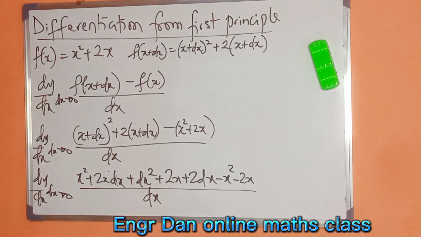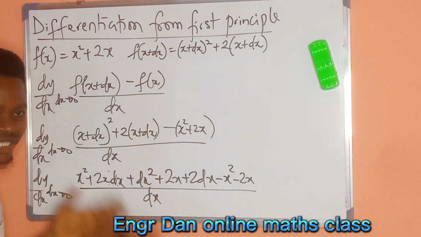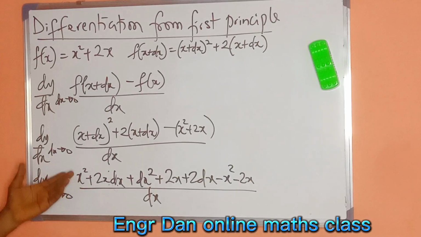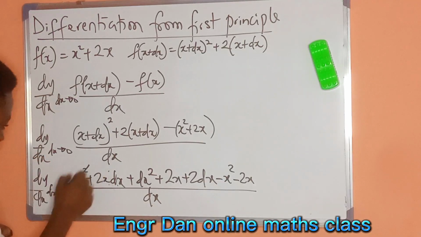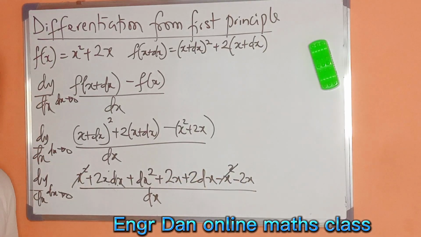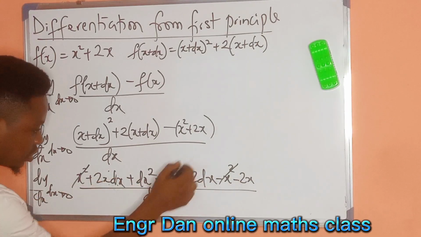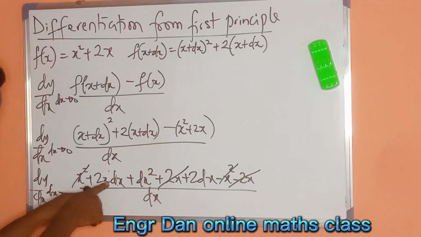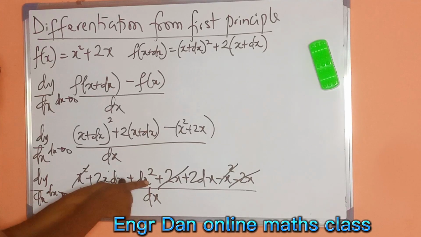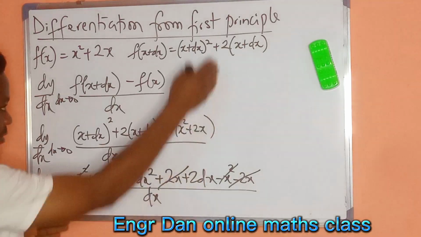Now, all you need to do is simplify the numerator. What is common, what is negative, what is positive? Let's say x squared. We got x squared here and minus x squared here, so x squared minus x squared cancels out. Now we have 2x here and minus 2x, so this cancels out. What we're left with is 2x dx plus dx squared plus 2dx.